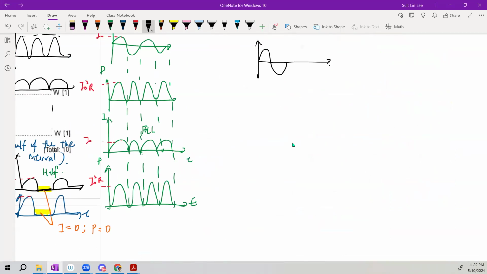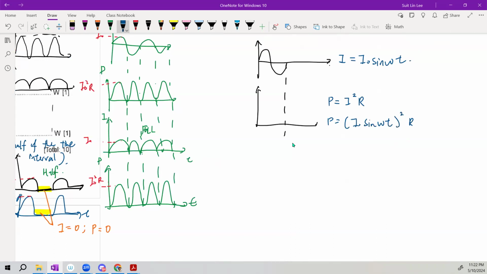If my current is like this, surely my power is not going to look like this, right? Or this current is I equal to I naught sine omega t. Power is equal to I square R, so I naught sine omega t square R. So it's I naught square R sine square omega t. So it should look like this.